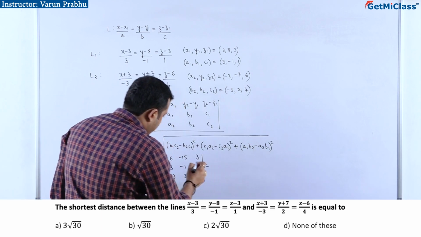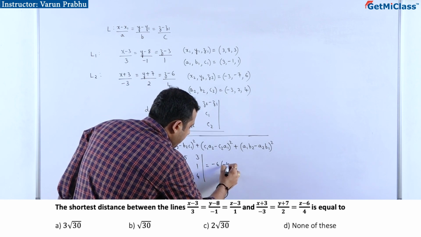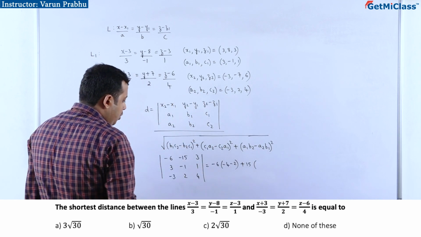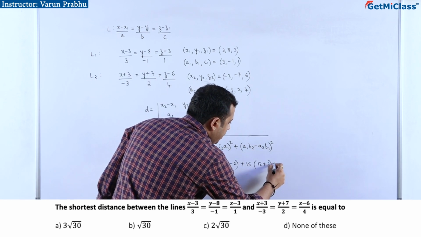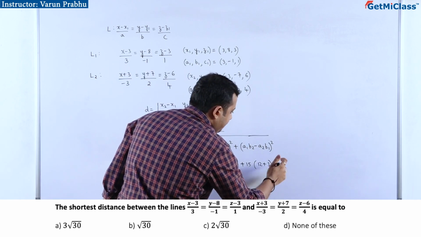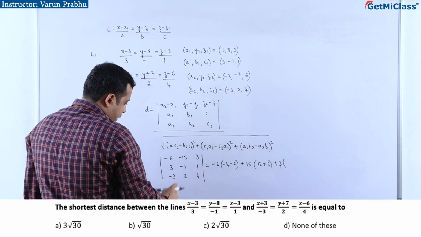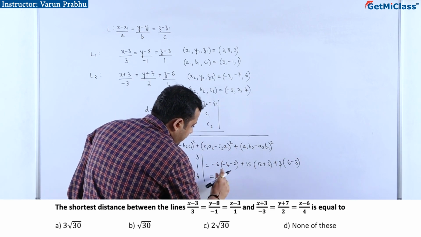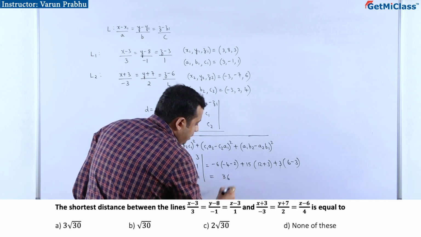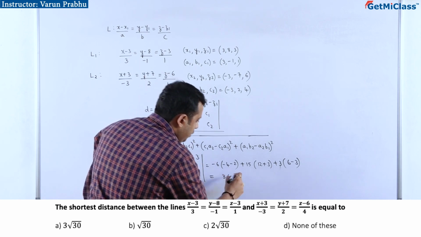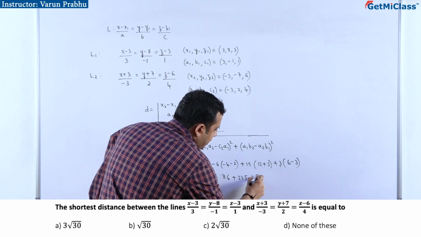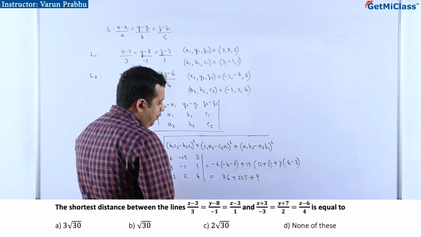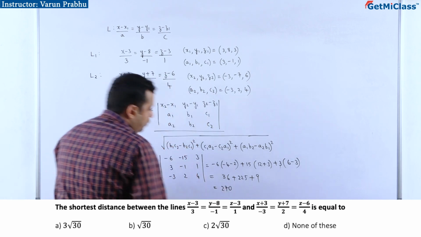So what answer do we get here? This is minus 6 into (minus 4 minus 2), plus 15 into (12 plus 3), and plus 3 times (6 minus 3). So what is the answer? We get 36 plus 225 plus 9, which is 270.